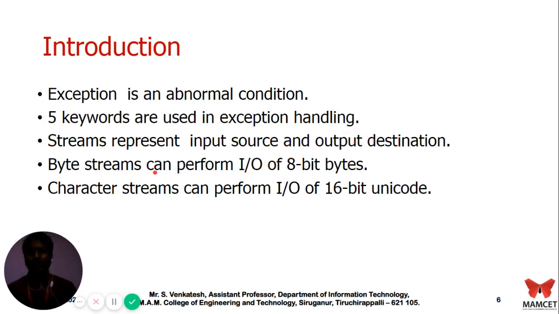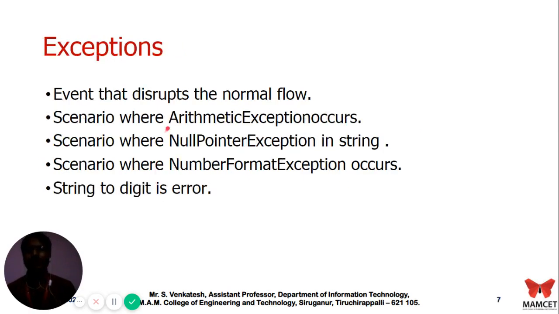Next is byte streams. They can perform input-output processing for 8-bit bytes. Another set of streams is character streams. Character streams can perform for 16-bit Unicode. That is the difference: byte streams are 8-bit, character streams are 16-bit.